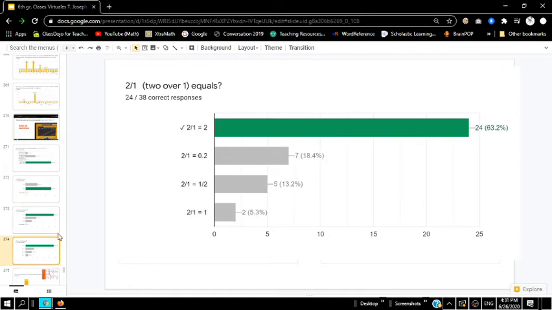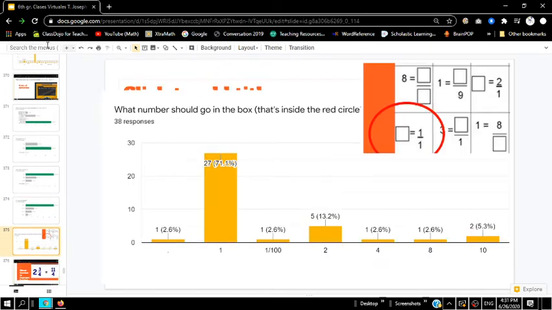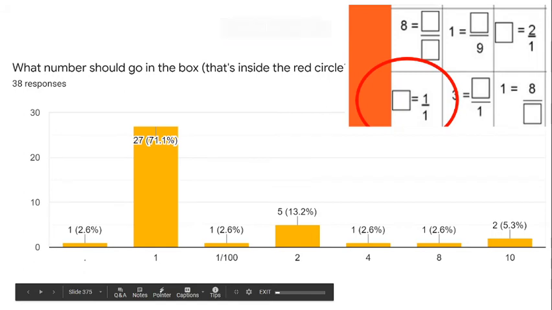Okay, 2 over 1, is that equal to 2? Yes, so 63% of you guys got that correct. Nice job. This next problem, we have 1 over 1 equals what number? Well, we need to know that any number over 1 equals 1, so it should have been 1. 71% of you guys got that correct.